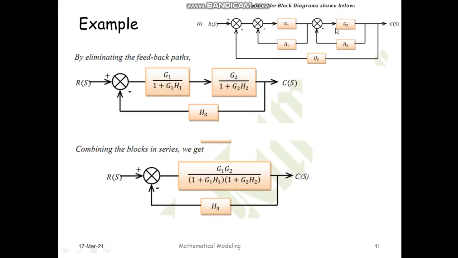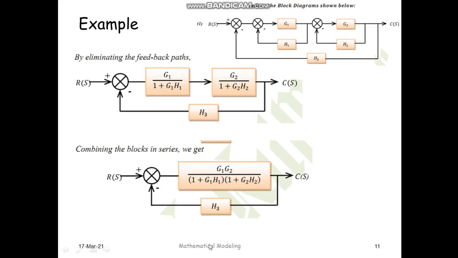Similarly, if you observe here, G2 is the transfer function in the forward line and H2 is the block connected in the reverse line. So we can reduce this to G2 divided by 1 plus G2 into H2. After eliminating these two minor feedback loops, we got two blocks which are in series, so we can directly take the multiplication of this block and this block. So we get the answer as G1 into G2 divided by 1 plus G1 H1 into 1 plus G2 H2. By taking the multiplication of these two blocks, we have got a single block.